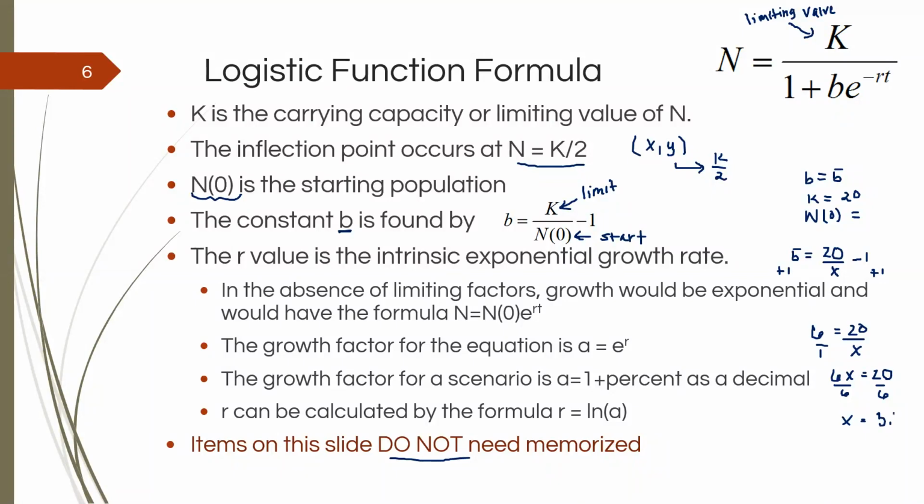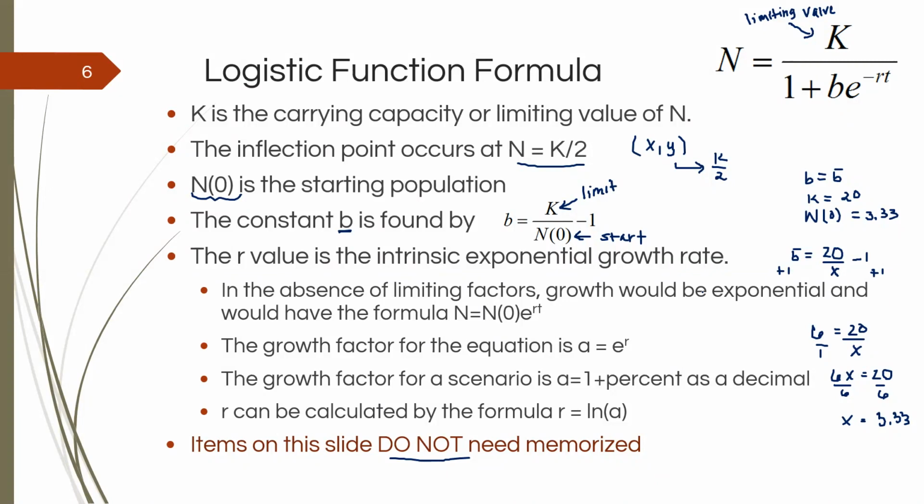3.33. So you might have to do some algebra. Again, you don't have to memorize anything on this slide, so you don't have to memorize the formula, but you do have to be able to use it. So understanding that k is the limit and n of 0 is the start. And so for this one, this would have started out with 3.33, or about 3 1/3 of that item.